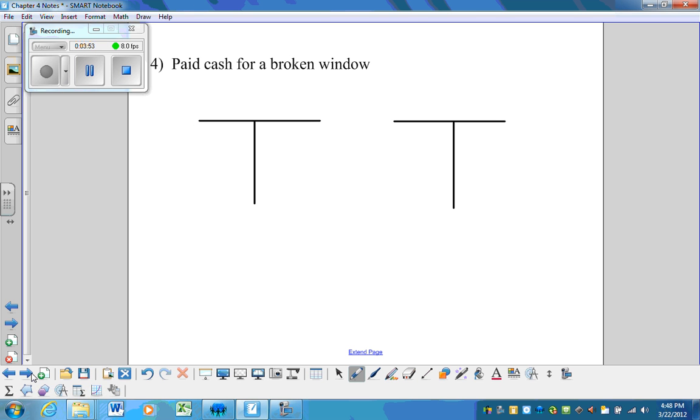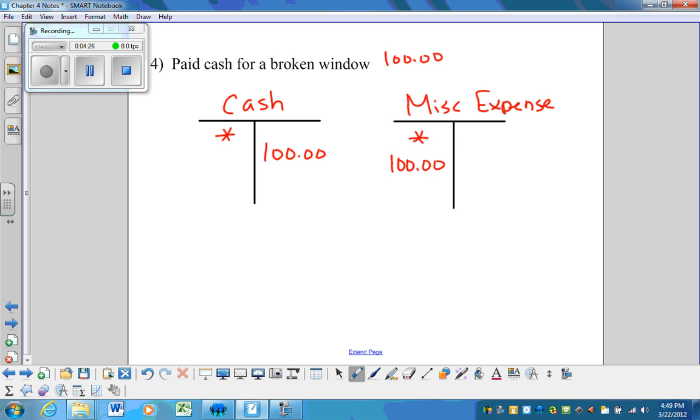Paid cash for broken windows. Of course, we're dealing with cash. Broken windows don't happen all that often, so you would put that into something called miscellaneous expense. So anything that doesn't really happen often. Cash has a normal debit balance. It's going down. I didn't put the amount, so let's put $100. Cash is going down $100. The miscellaneous expense basket is getting more filled, so $100 has to go on that side.